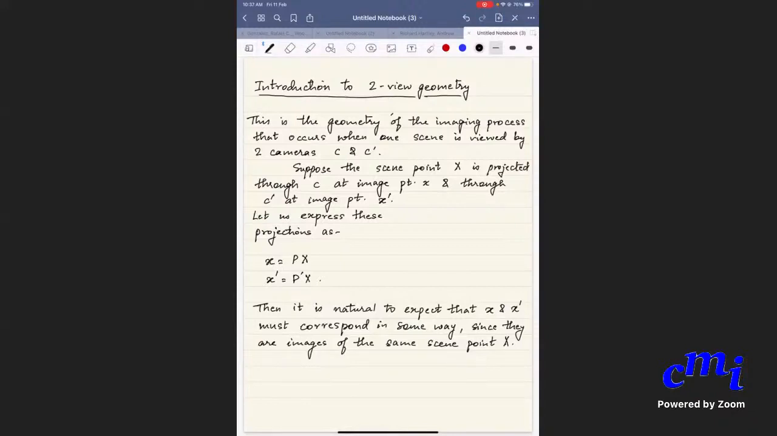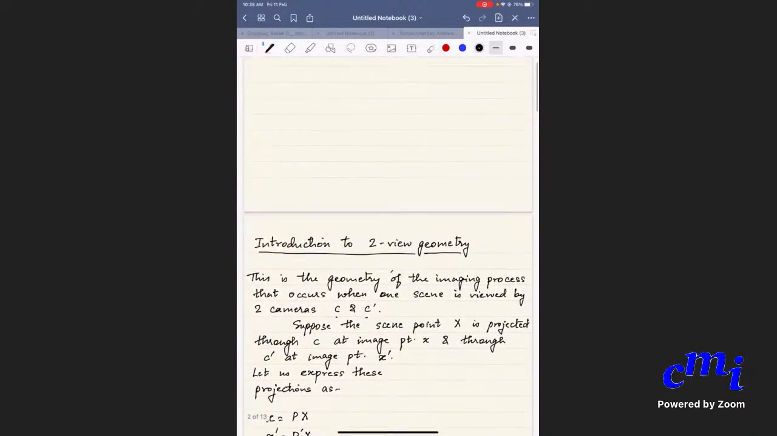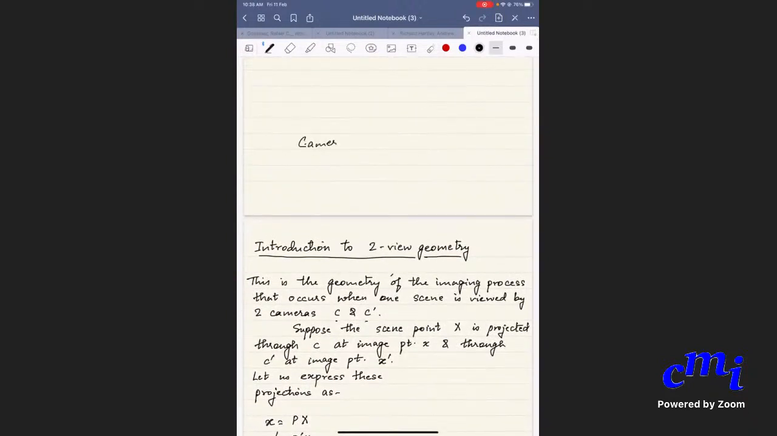So we will use the following notation. The two cameras are represented by C and C prime, which is the notation we were using for camera centers. From now on, a camera can be represented either by C, which is the camera center, or by P, which is the matrix of the camera. So this is the camera matrix.